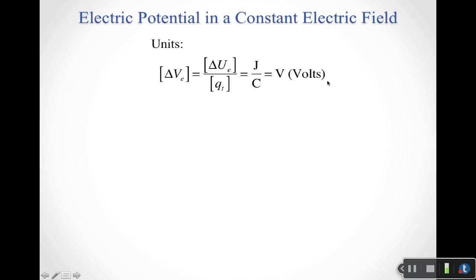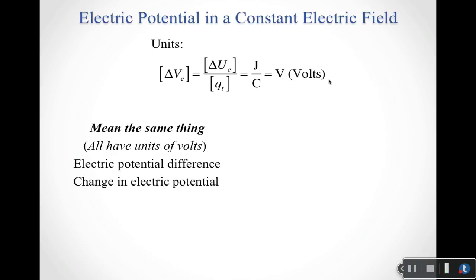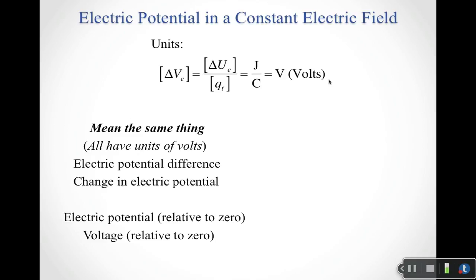So when we talk about volts, we're talking about electric potential. And so this sort of leads us to the fact that there are a handful of phrases we're going to use which actually mean the same thing. So if we're talking about the electric potential difference, what's the difference in the electric potential as you go from point 1 to point 2? That's another way of saying the change in the electric potential. If you want to talk about the electric potential by itself relative to some 0 point, that is obviously what we mean. You can also talk about the voltage relative to some 0 point. And all of these are really different ways of talking about what is effectively the same thing.